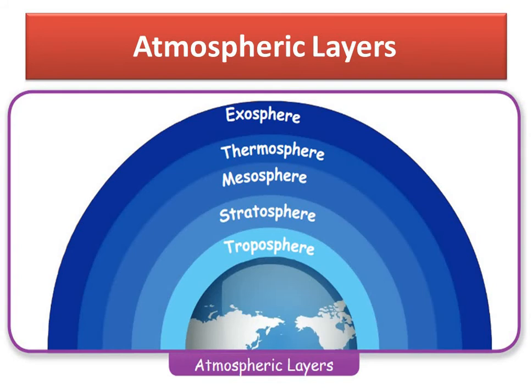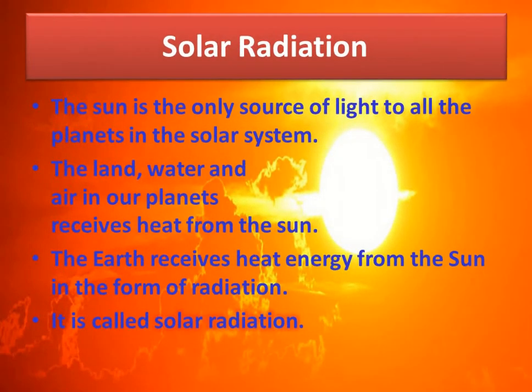Children, you would have learned the solar system with the sun at its center and 8 planets orbiting around it, isn't it? So, sun is the only source of light to all the planets in the solar system. What is the source of light for all the planets? It is the sun. The land, water and air in our planet receives heat from the sun. We get heat and light from the sun.